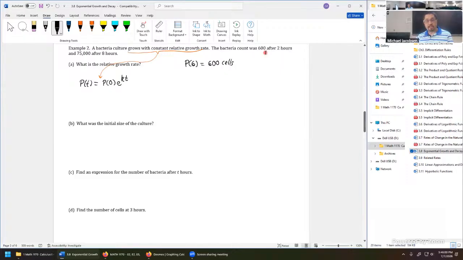So we have one function output from there. At 8 hours, it's growing exponentially, so it's exploding in size. It comes out to 75,000. So population size at 8 hours is 75,000.